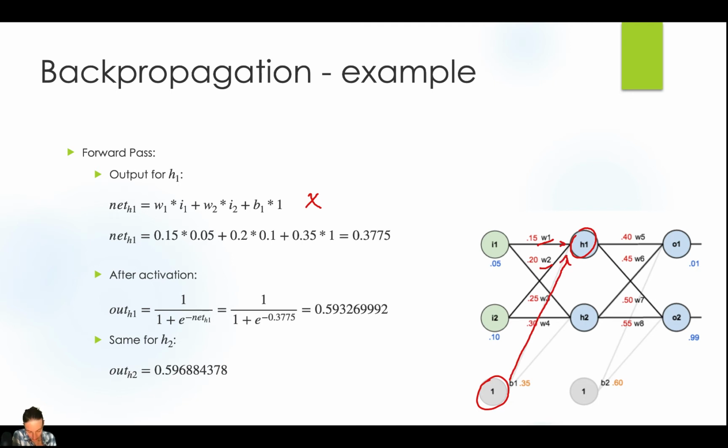If we calculate all this, we get 0.377, which would be the value at H1. And then in H1 there's an activation function. In this case there's a sigmoid activation, so we plug this in here to get the actual output of H1 after activation, 0.59. Then we do the exact same thing for H2, and you can calculate to see if you get the same results.